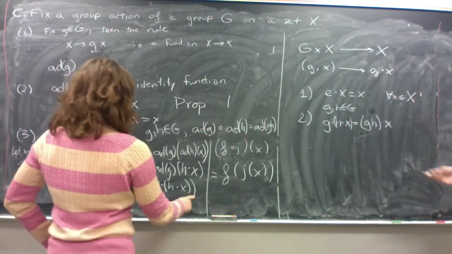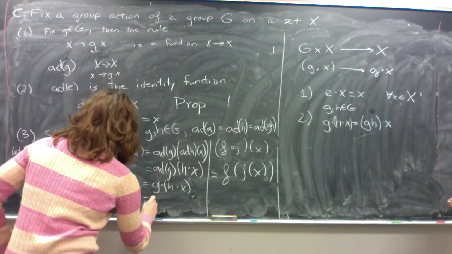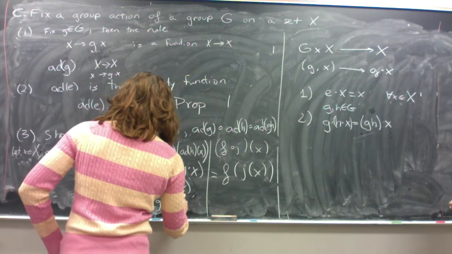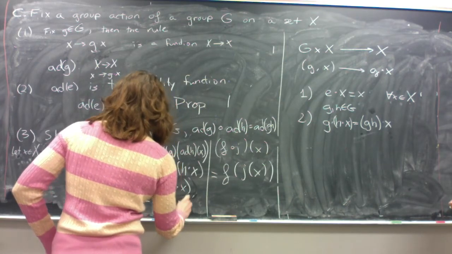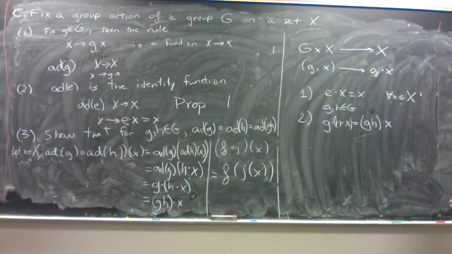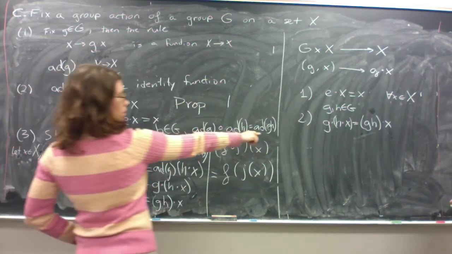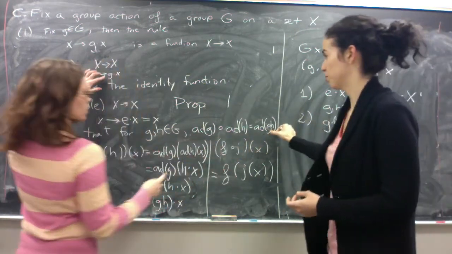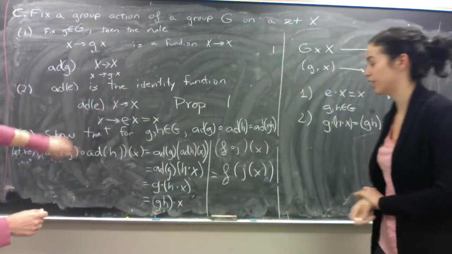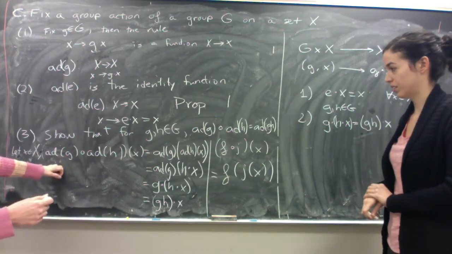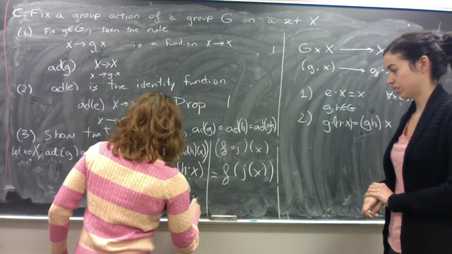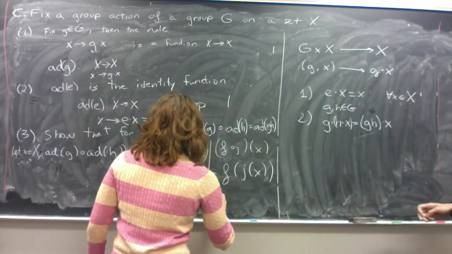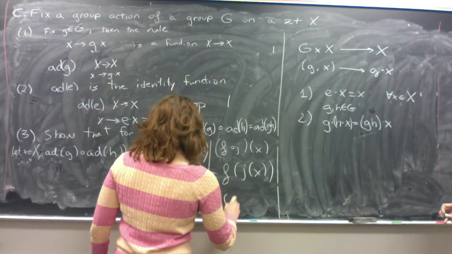Yeah, and that's reminiscent of our second property. So this feels a lot like the second property: gh dot x. It's like literally plugging gh instead of g. So basically 2 was property 1 and 3 was property 2. This is add of gh, x.